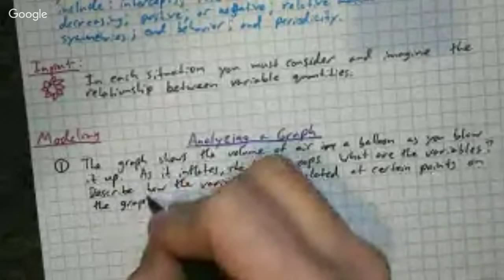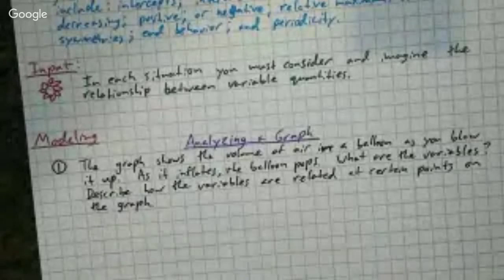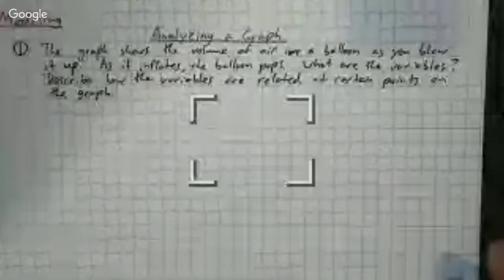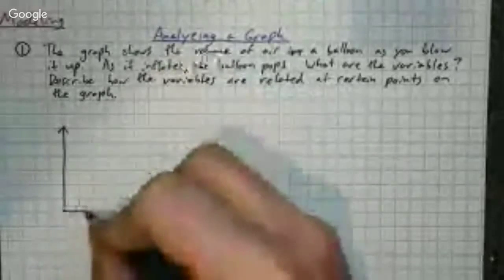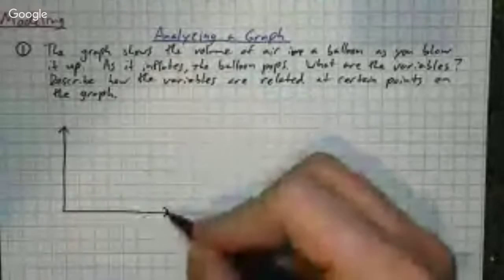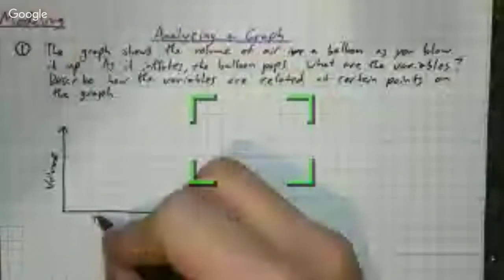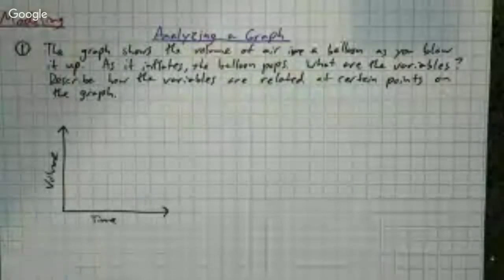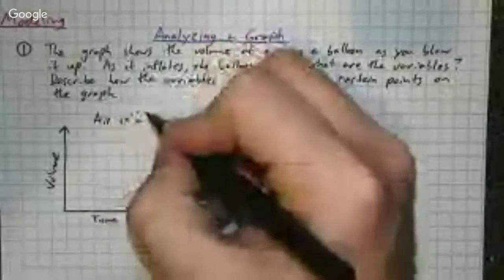Okay, our question. Now I'm going to go ahead and draw the graph that goes with it, so we're able to see that and understand it as we move forward. So I'm going to go ahead and draw my y-axis and my x-axis, and this is going to be volume, and this is going to be time. Okay, so the volume of the balloon over time. Now, this graph is titled Air in a Balloon.